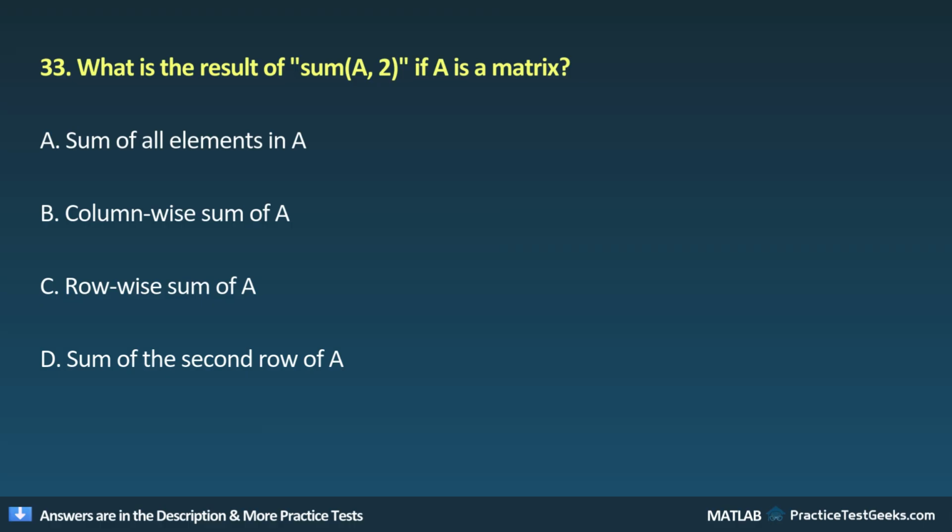A. Sum of all elements in A. B. Column-wise sum of A. C. Row-wise sum of A. D. Sum of the second row of A.